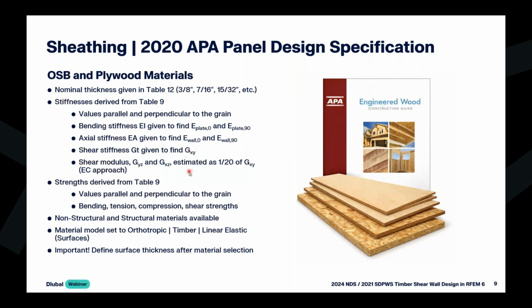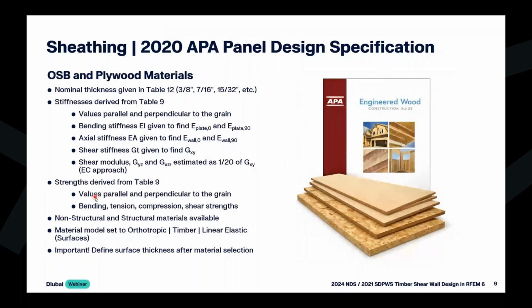Now, we were not given the shear modulus GYZ and GXZ, so this is into the thickness of the panel itself. So we estimated this as 1/20th of the in-plane shear. Now, this is a given estimate within the Eurocode. The NDS and other US specifications don't really touch on this topic, so that was the approach that we took for this material stiffness. Now, moving on to the strength.